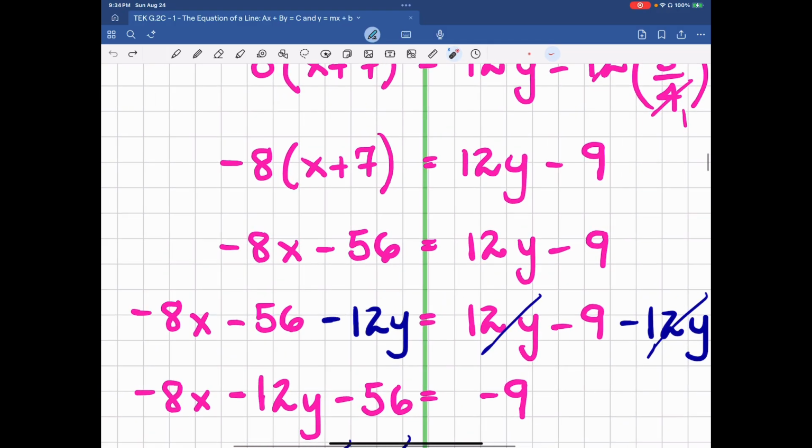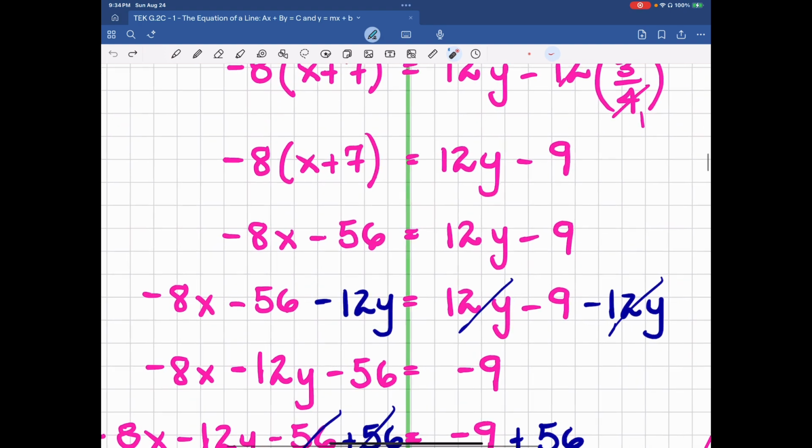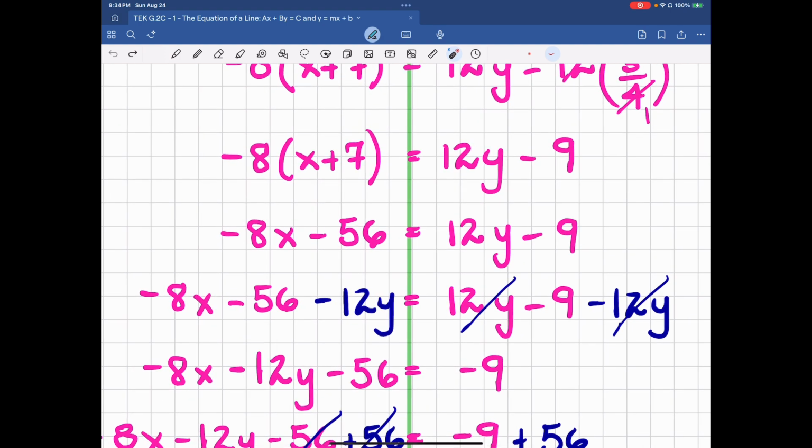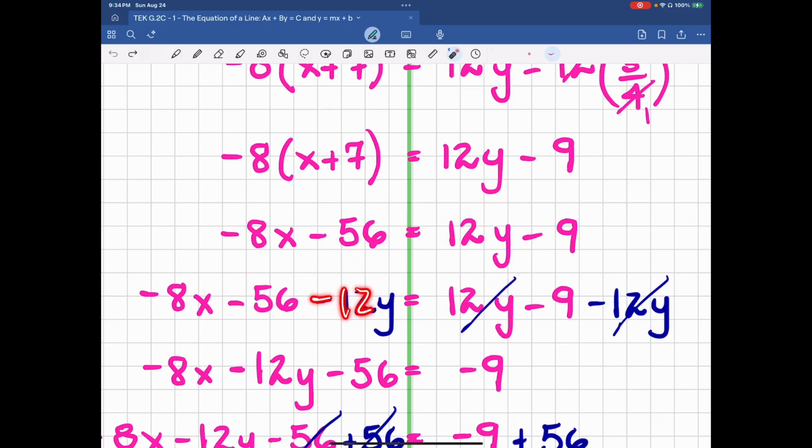What I want to do, I'm trying to put this in standard form, right? I need to move these 12y's over to this left side. How do I do it? Well, I subtract them. I'm going to subtract 12y from the right. If I subtract these from the right, I have to subtract 12y from the left. So the next step is exactly that. The pink stuff is the same. The only thing that's changed is minus 12y, minus 12y.